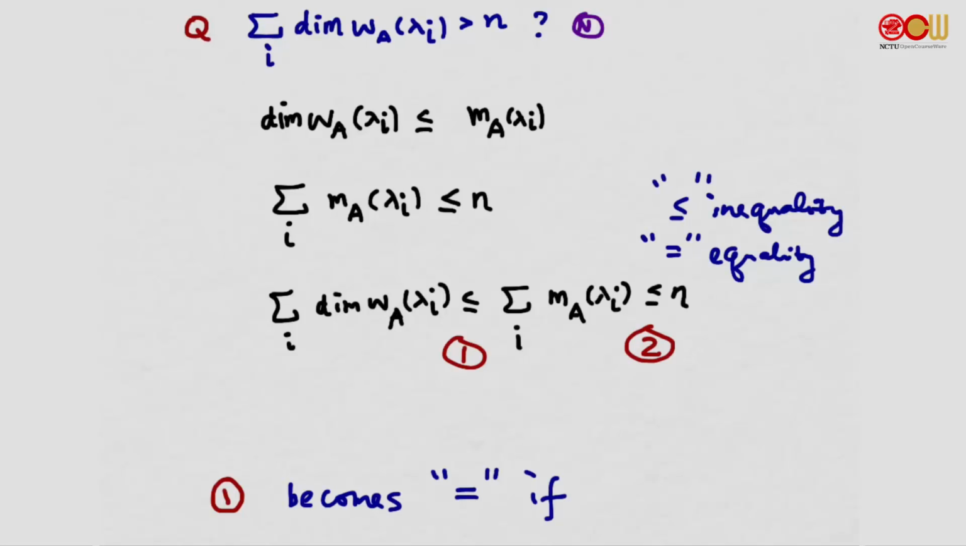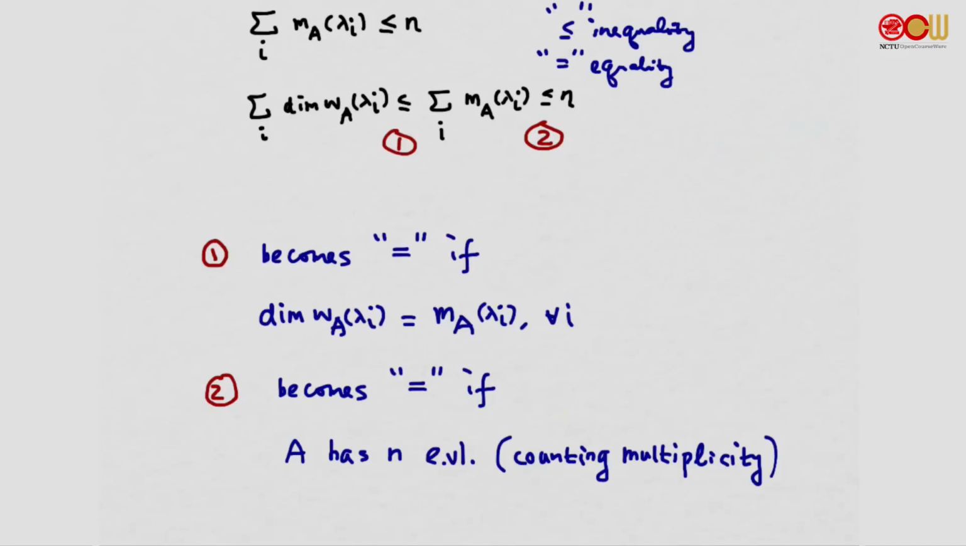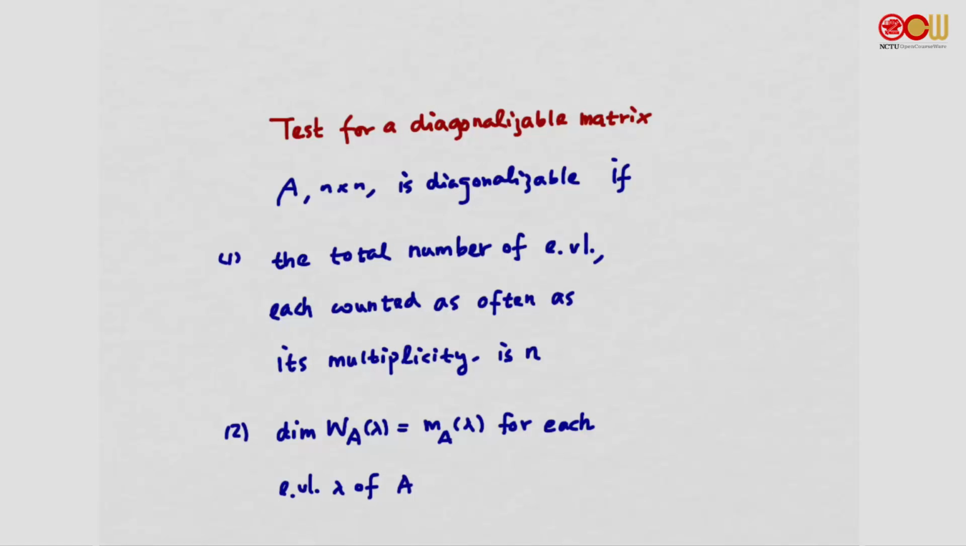The first inequality becomes an equality if the dimension of each eigenspace is the same as the multiplicity. If A has n eigenvalues, counting the multiplicity of all the eigenvalues, then A has n real eigenvalues. Summarizing, we have this test for diagonalizable matrix. A, n by n, is diagonalizable if the following two things are true. First of all, the total number of eigenvalues, each counted as often as its multiplicity, is n, and the dimension of each eigenspace is the same as the multiplicity of that eigenvalue for each eigenvalue lambda of A.